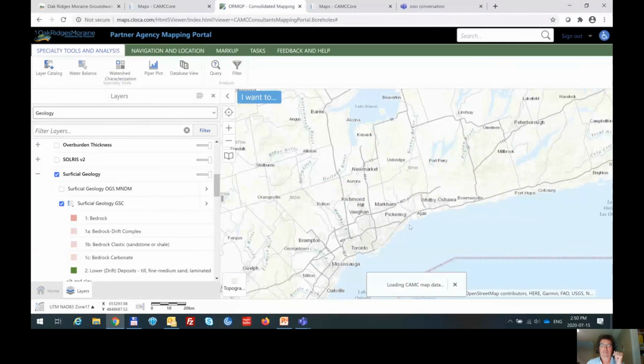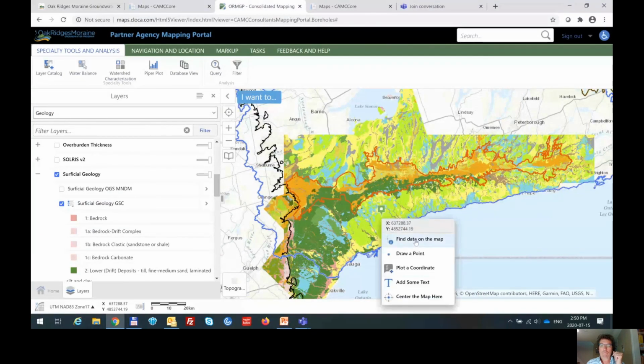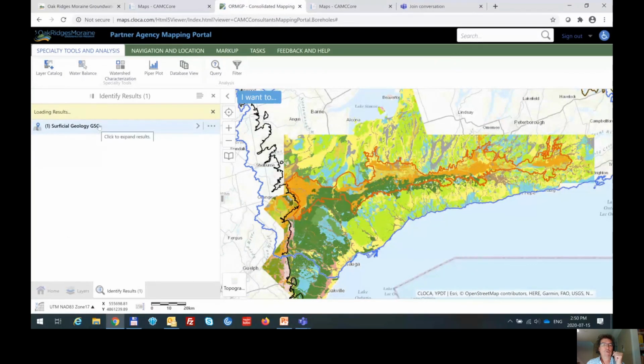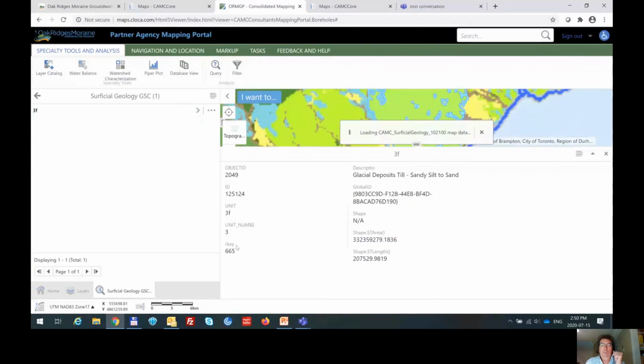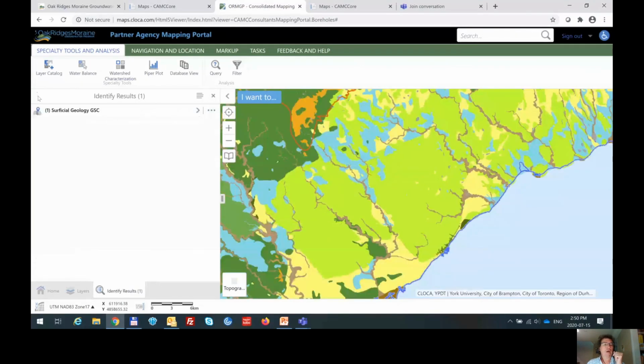That's not showing up. Okay, there it is. And we can query this map too. Superficial Geology, GSC, Unit 3F: glacial deposits, till, sandy silt to sand. So I'll get rid of that.